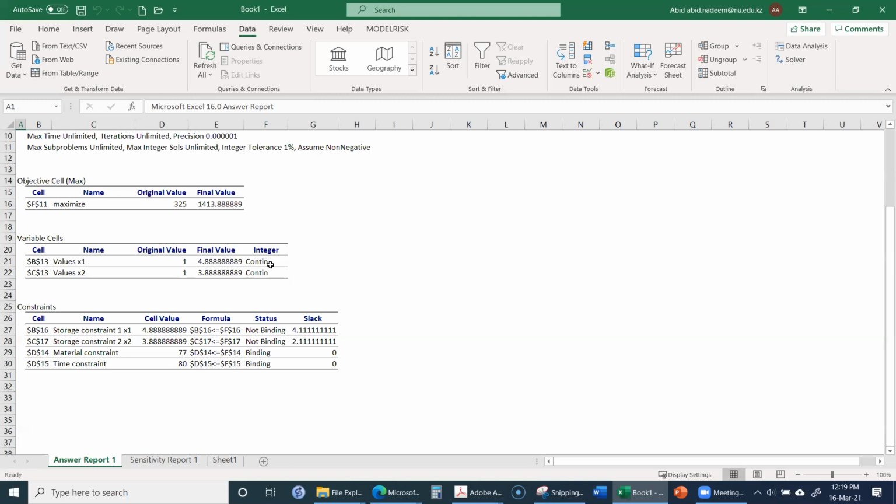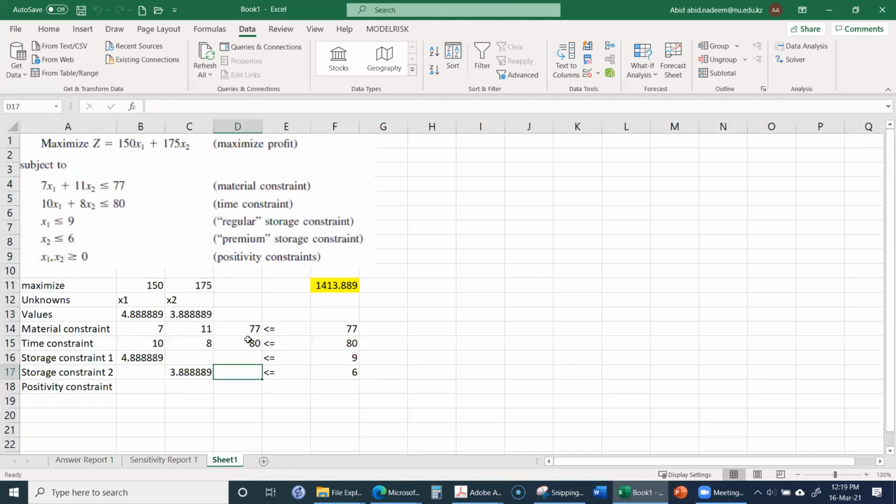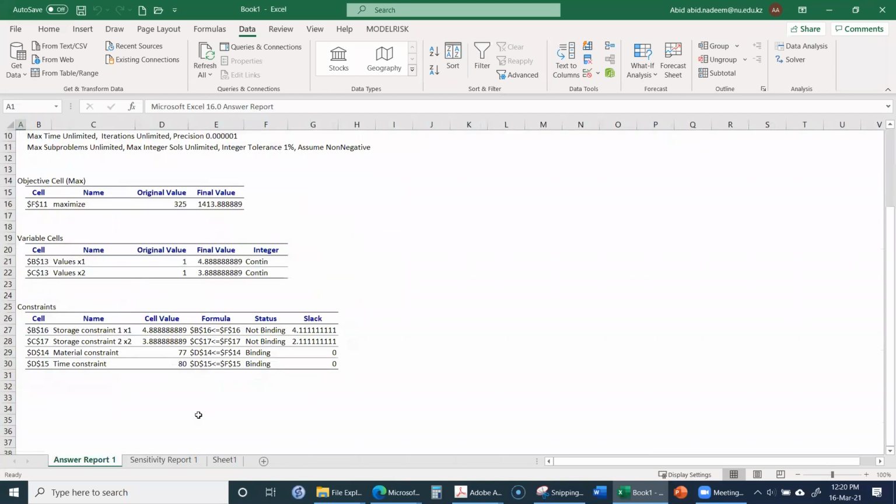These are not integer, so it shows as contain. Okay, so the third thing is, it will tell us about the constraints, which are the binding constraints and which are the non-binding constraints. As we can see in this figure, these two constraints, material constraints and the time constraints, were the binding constraints, whereas these two storage constraints were the non-binding constraints. So in fact, we applied four constraints. Two of them were non-binding, two of them were binding.